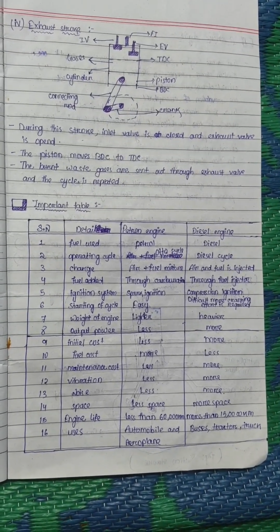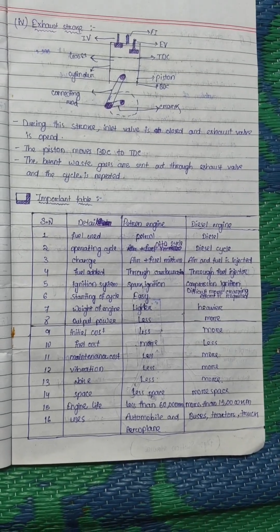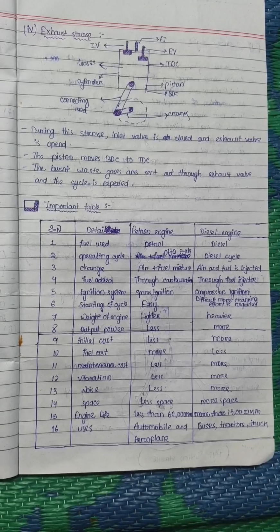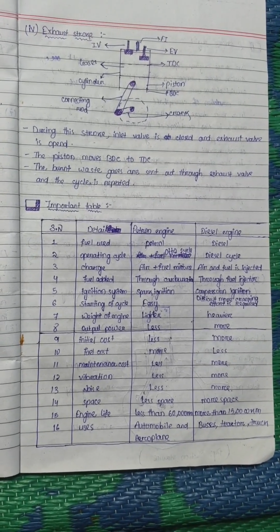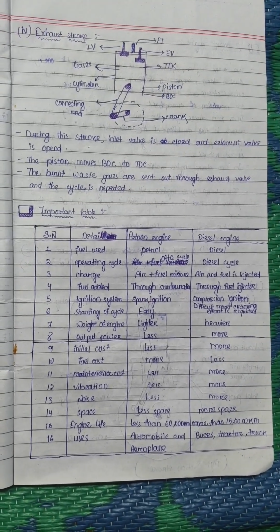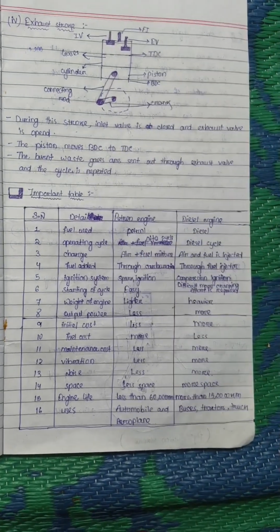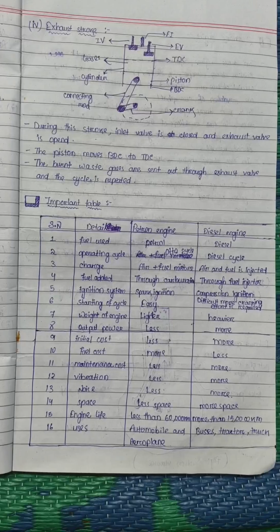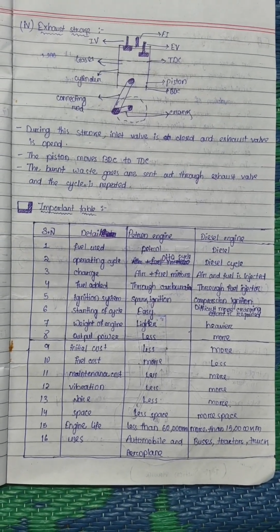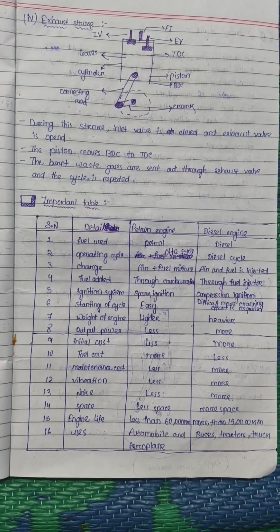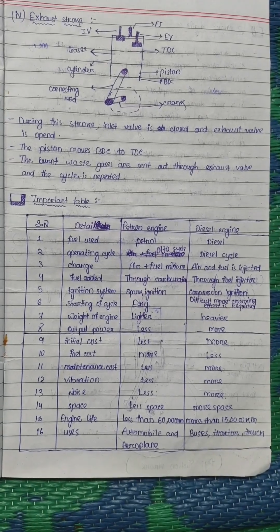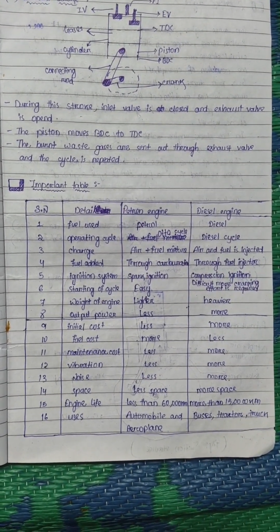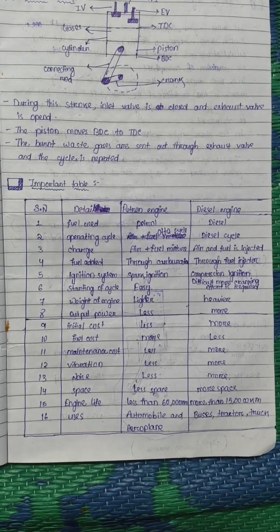Weight of the engine is lighter in case of a petrol engine and a little heavier in case of a diesel engine. Output of power is less in petrol as compared to diesel engines. Initial costs of petrol engines are less and diesel engines may cost more. Fuel costs of petrol are more as compared to diesel. Maintenance costs of petrol engines are less and the diesel are more.